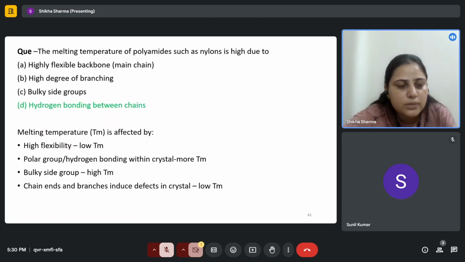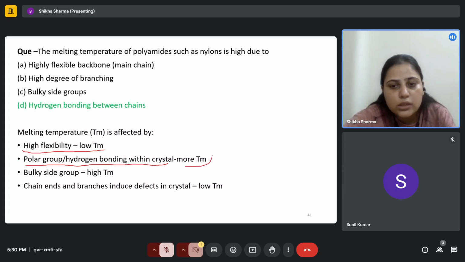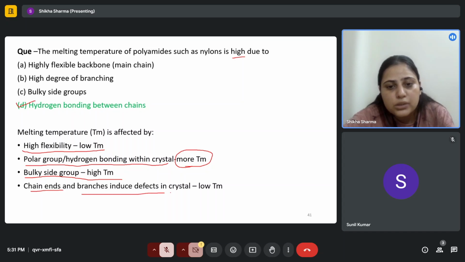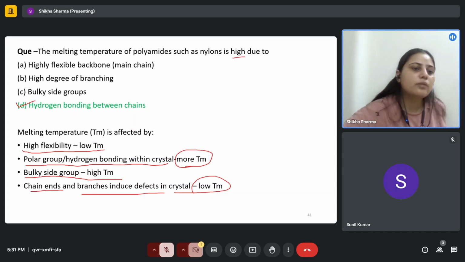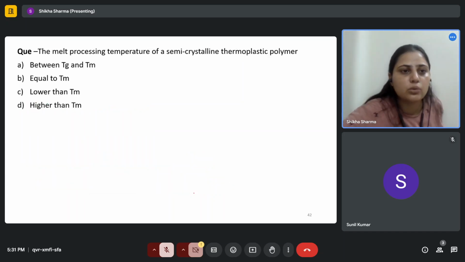The melting temperature basically depends on this: if the chain is highly flexible, then there will be a low melting temperature. And when there are polar groups or hydrogen bonding within the crystal, as we see in our question, the melting temperature will be higher. So hydrogen bonding is there, so the Tm is high. Then if there is a bulky side group also, the Tm will be higher, and if there are chain ends and branches, they will induce some defects in the crystal and the Tm will go lower. So these are different parameters on which melting temperature depends.